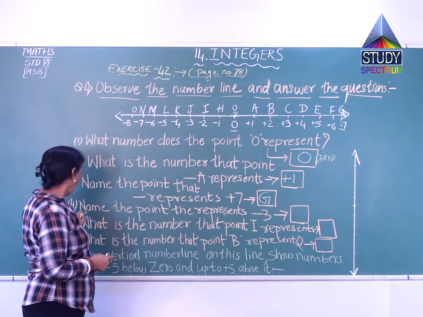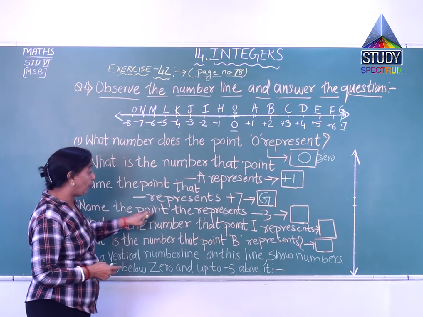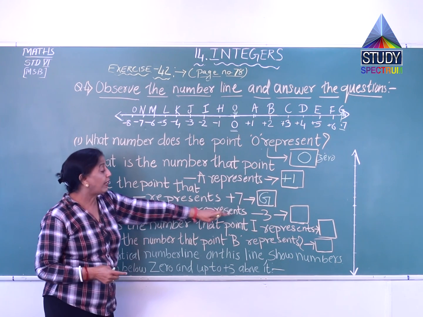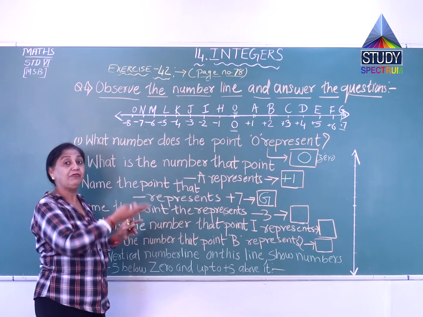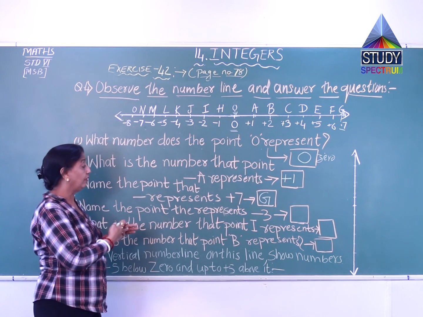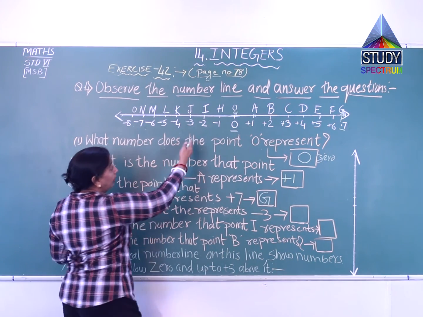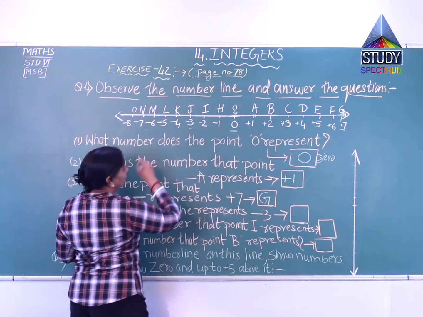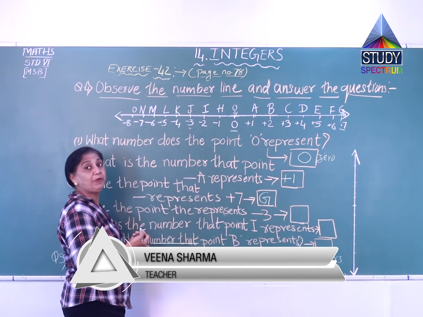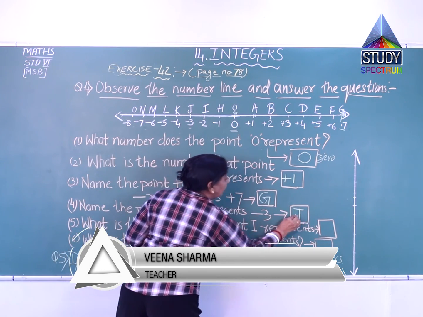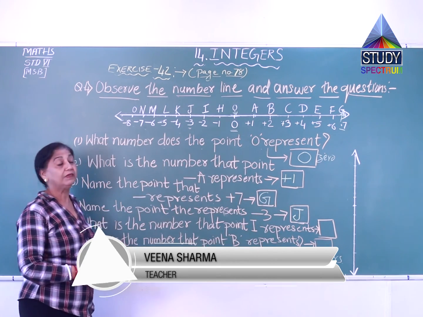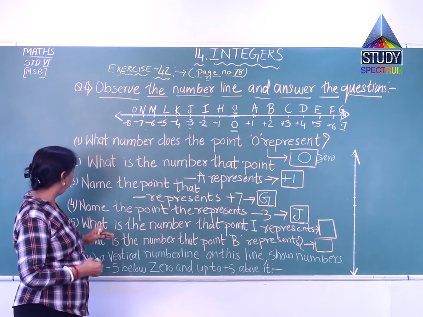Now, fourth question. Name the point that represents minus 3. So minus 3, it is on the left hand side of the origin. So we'll go to the number line. This is minus 3. Now which point does it represent? So J. So I will write here J. It represents J.